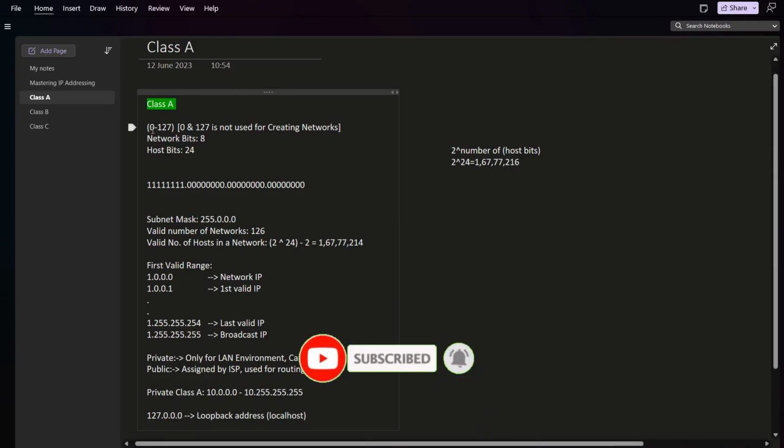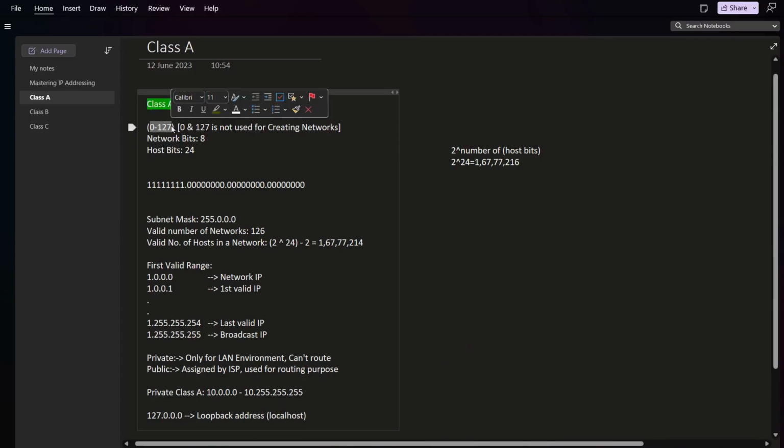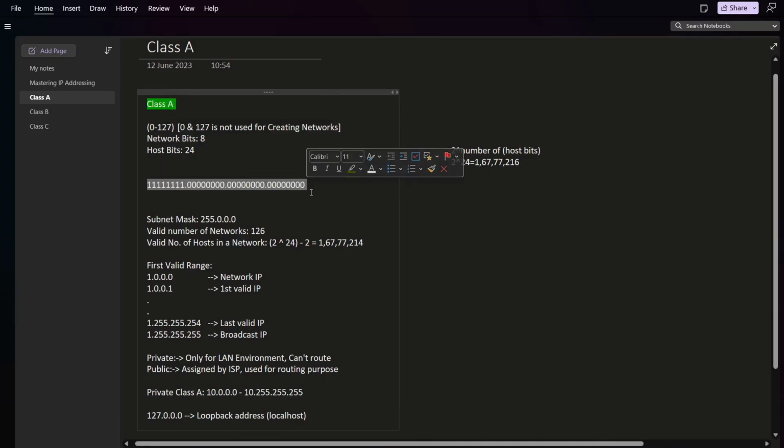In the previous video, I showed you the range of different classes, right? Class A range is from 0 to 127, and here I have written it in binary format. The network bits we have in class A is 8 bits. These 8 bits are assigned to the network of a class A IP, and the rest of the bits will be for the host. So we have a total of 24 host bits, and the range of this class is 0 to 127. Remember, this is very important.